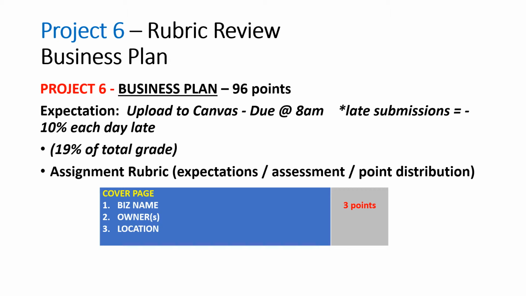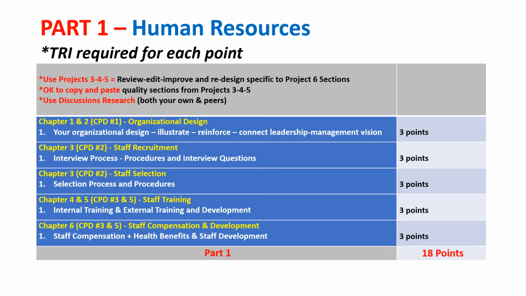First thing you got to do is a cover page. Just give me your business name, list yourself as the owner. You can add owners there if you want, and then the location of your business. 3 easy points to get started. All right, here's the rubric for that. Let's go through the details and how to do this so you can be efficient and effective with this.